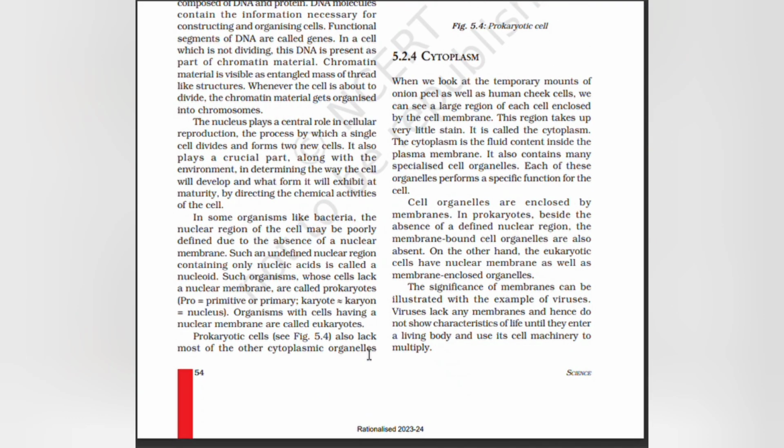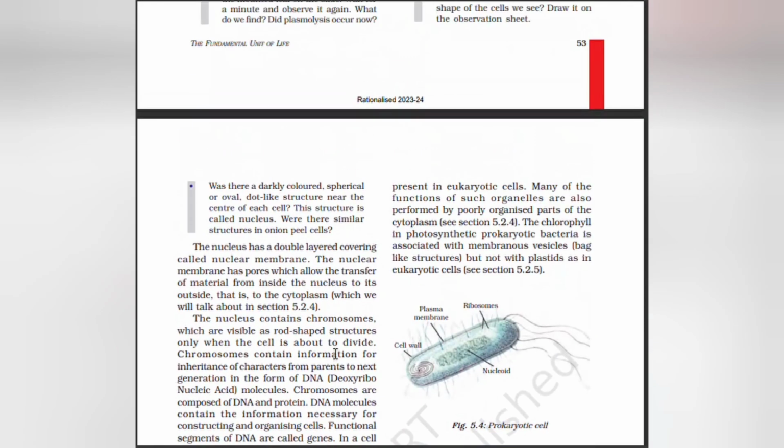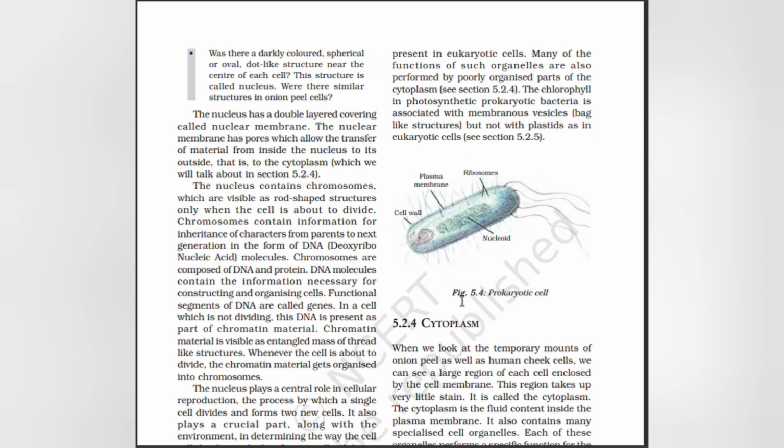Prokaryotic cells also lack most of the other cytoplasmic organelles present in eukaryotic cells. Many of the functions of such organelles are also performed by poorly organized parts of the cytoplasm. The chlorophyll in photosynthetic prokaryotic bacteria is associated with membranous vesicles but not with plastids as in eukaryotic cells.